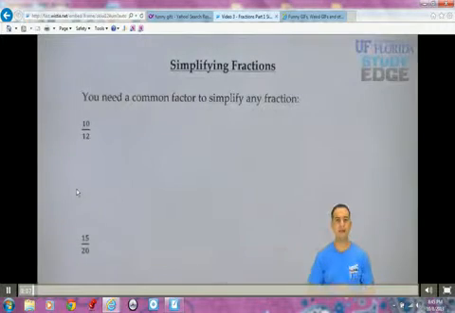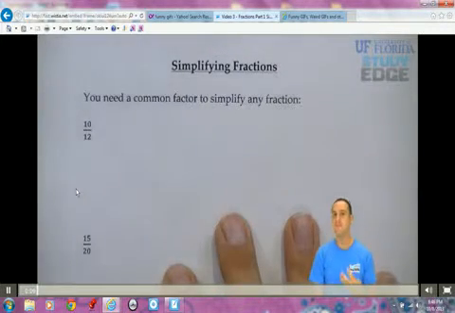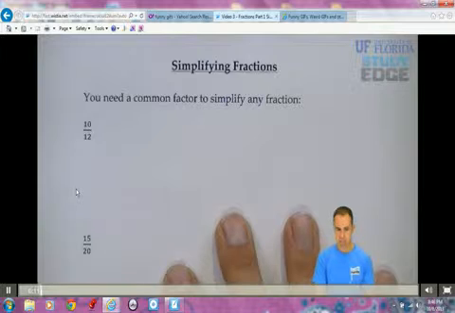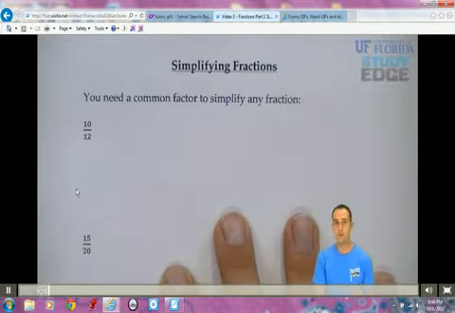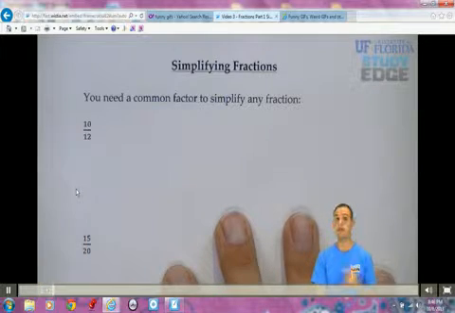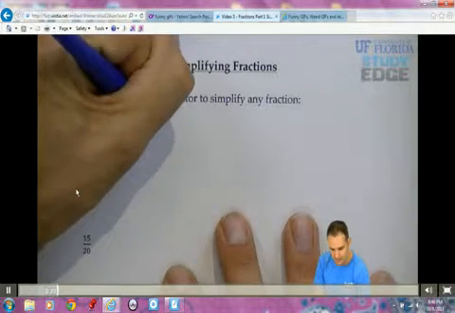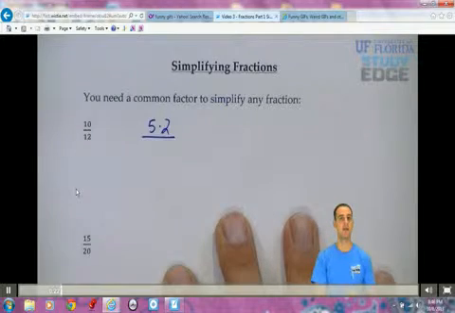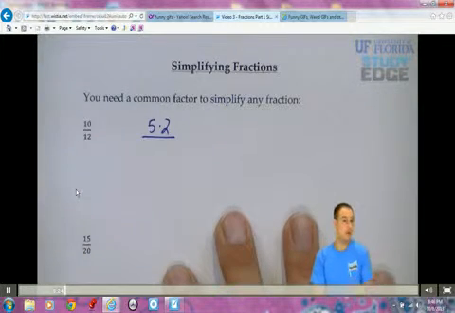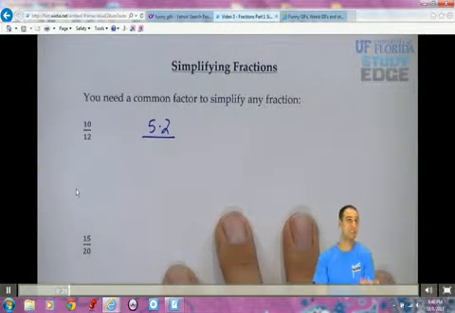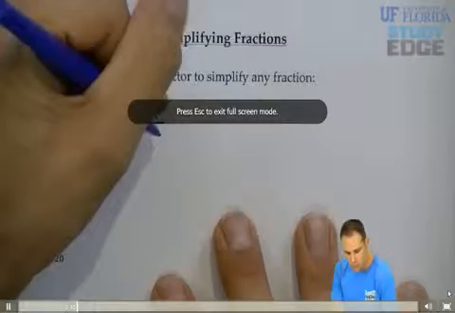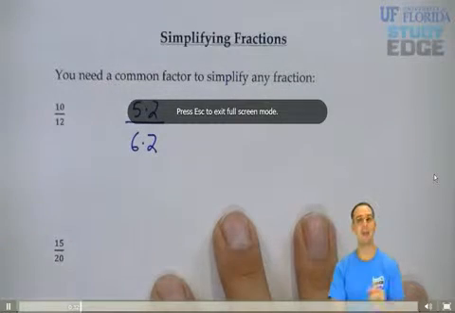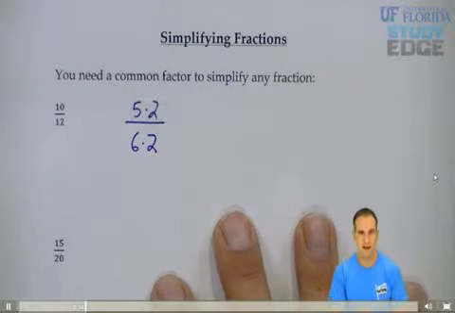So when you're asked to simplify fractions, you need to find a common factor for any fraction. 10 divided by 12, we can simplify this, meaning overall, what is the common factor? 10 would be 5 times 2. 12 could be 6 times 2. It can be 4 times 3. But really, you want to do 6 times 2 to get that common factor that we can simplify.